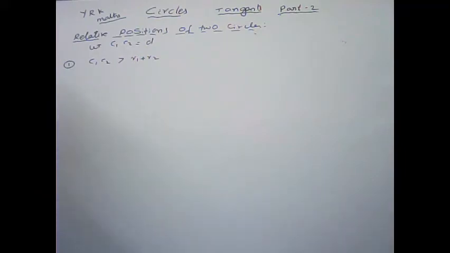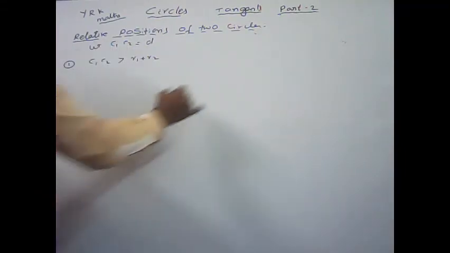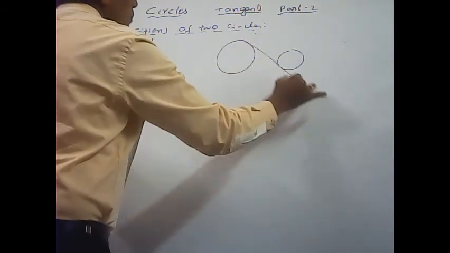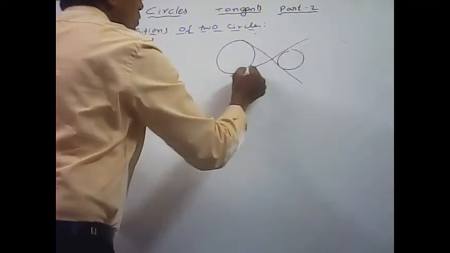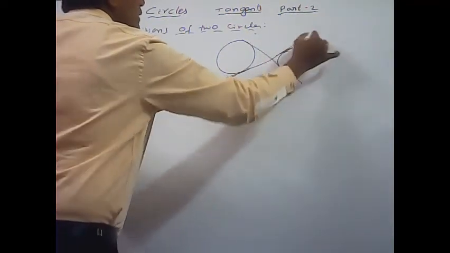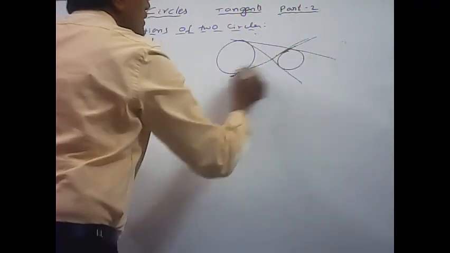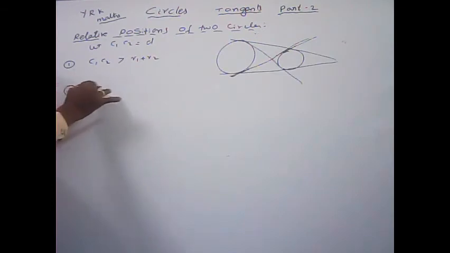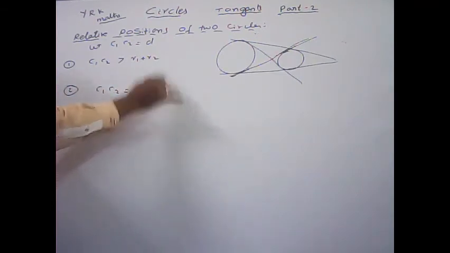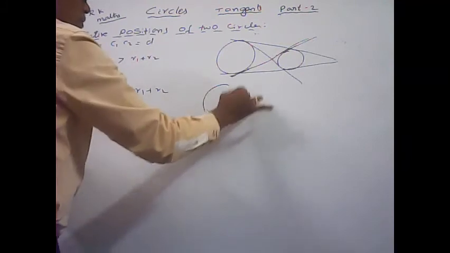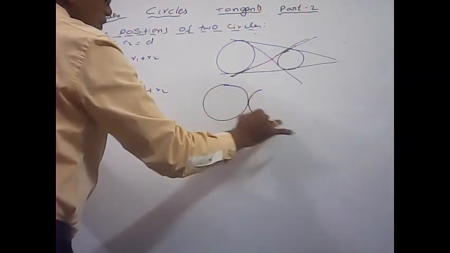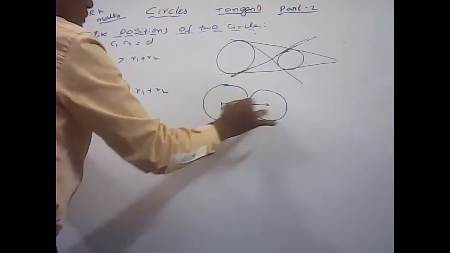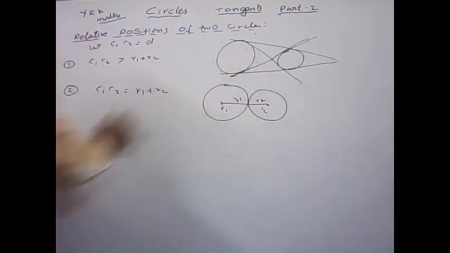So here C1C2 is more than R1 plus R2, each circle completely lies outside the other. So the number of common tangents is 4. Two are direct common tangents and two are indirect common tangents. Next, the second one: C1C2 is equal to R1 plus R2. Then both the circles are touching externally.